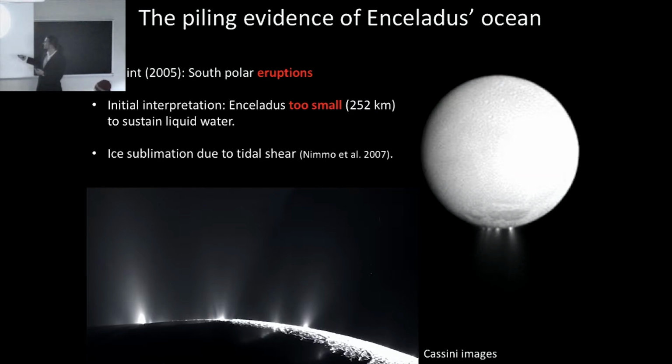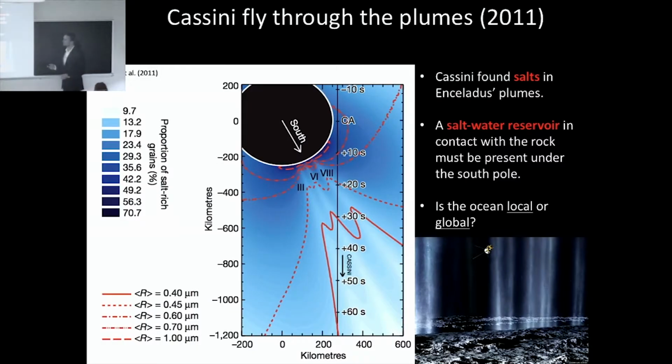So it's really happening at the layers, at these fractures. It's really the shearing due to the tides. But then Cassini flew through the plumes of Enceladus, and it detected salts. So in order to have salts in those plumes, it means the salt comes from the rock, right? The ice has to be in contact with rock.